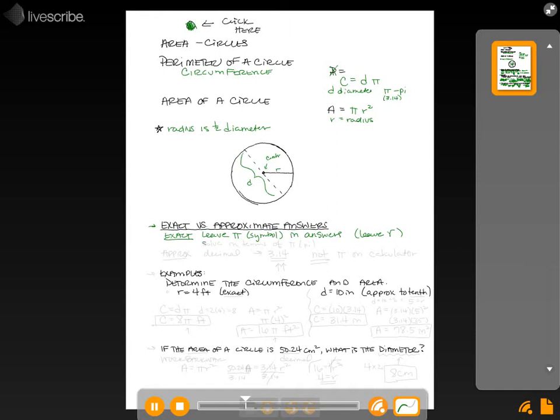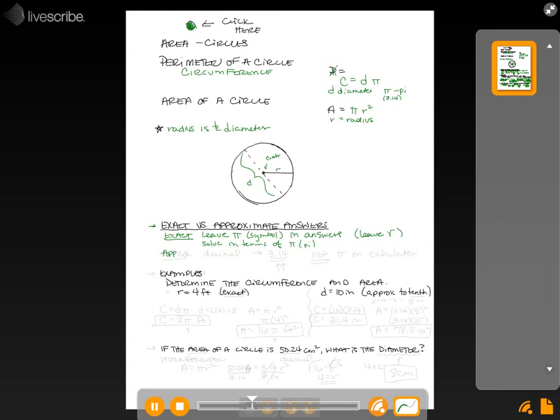So another way of saying this, you might see solve in terms of pi, or pi, that means they want the exact answer. They want you to leave that pi symbol in your answer to the problem, which is nice. It's easier to solve that way. I'll show you a problem because it's less work.